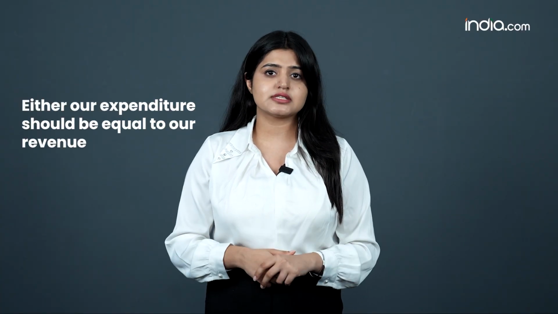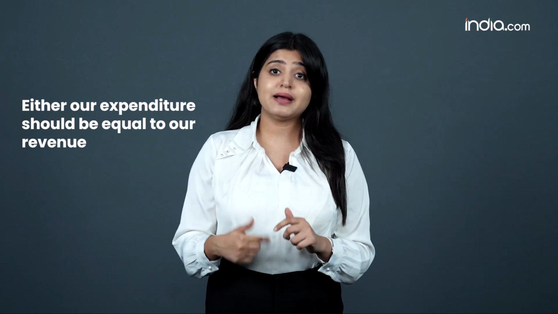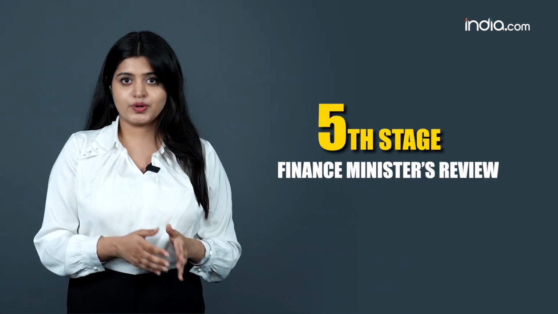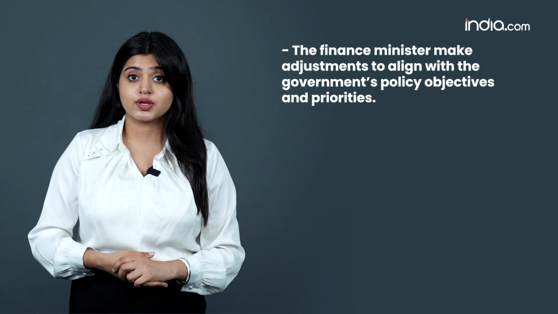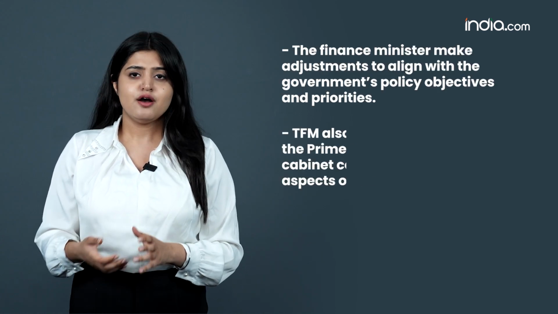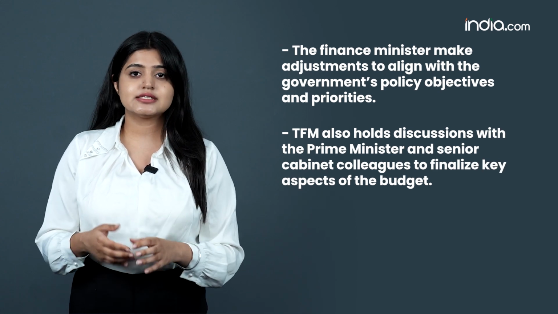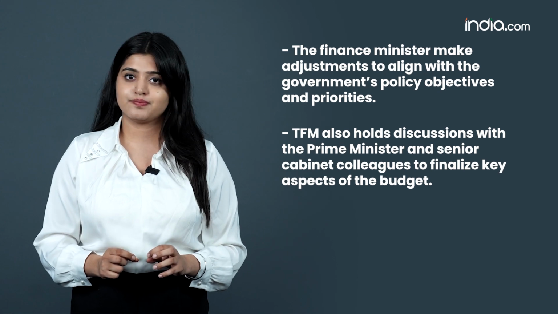Now the main practice here is that either our expenditure should be equal to our revenue, or in the best case scenario, our revenue should be more than our expenditure. Then the fifth phase comes, where the Finance Minister reviews the drafted budget. The Finance Minister makes adjustments to align with the government's policy objectives and priorities. The Finance Minister also holds discussions with the Prime Minister and senior cabinet colleagues to finalize key aspects of the budget.